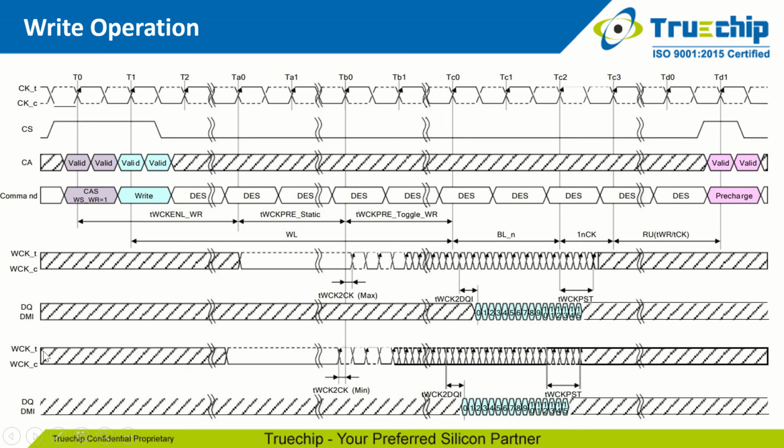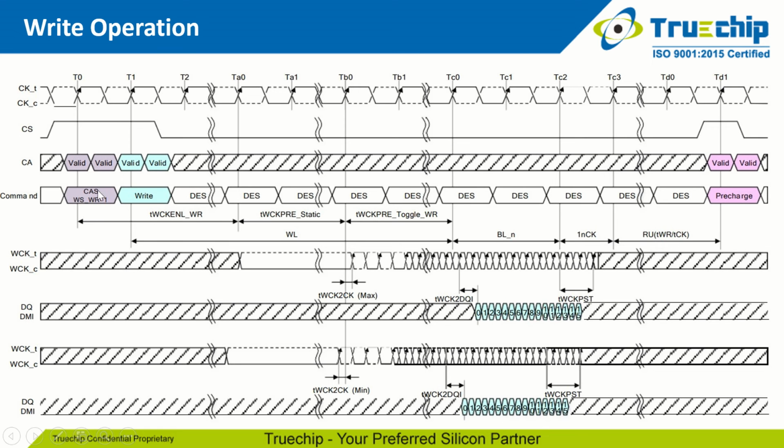LPDDR5 SDRAM is required to be in the WCK to CK synchronization state before a write operation, which is error-free latency control. The latency control circuit must know whether the SDRAM is aligned with the CK state or not. An LPDDR5 SDRAM is able to detect its state by a process called WCK to CK synchronization.